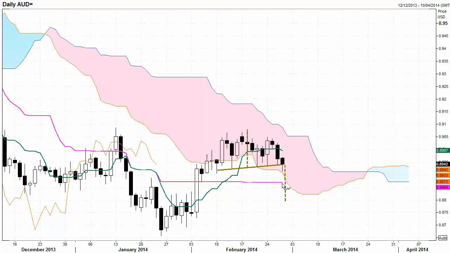Also, we have the Kijun-sen trading just below the cloud, so we have even more solid support down below there, as well as the support based on previous peaks and troughs. So not an easy target for this market to achieve if we do see that occur.